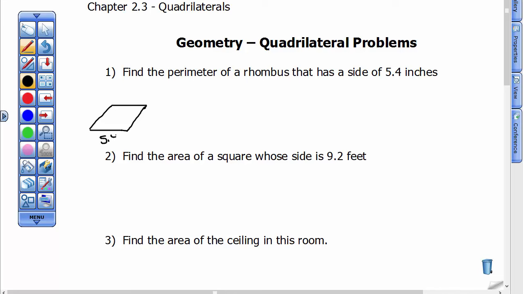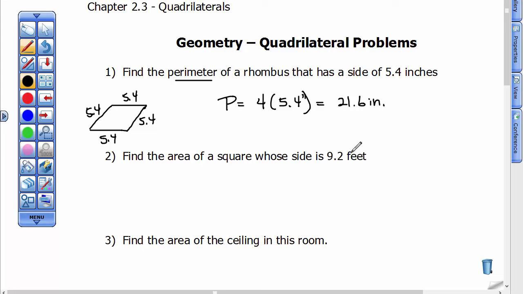So each of these sides is 5.4. Remember, inches, 5.4 inches. It says find the perimeter. What's the perimeter? That's the distance around. I could add up all those 5.4s, or couldn't I say that there's 4 of them that are equal in length, and multiply 4 by 5.4? When I do that, I'll get 21.6. Remember, the units that were given were in inches, so you must tell me that your answer is in inches.